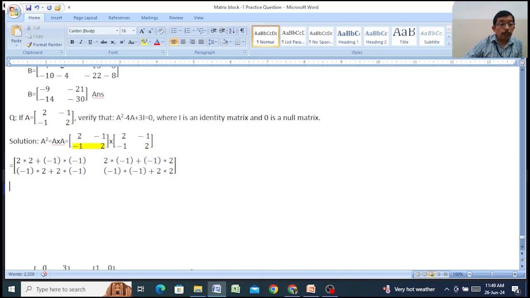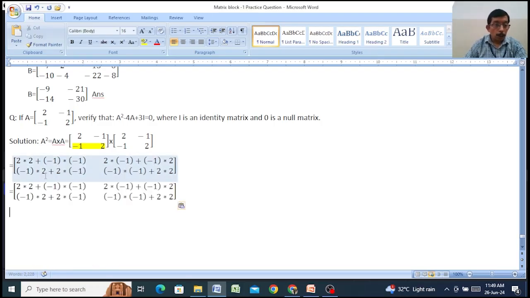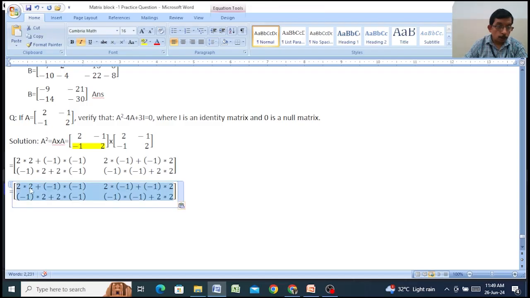Now we simplify in the next step the individual row and column elements. 2 multiplied by 2, the result is 4. Note down 4. -1 into -1, the result is 1. Note down 1 in the same position.